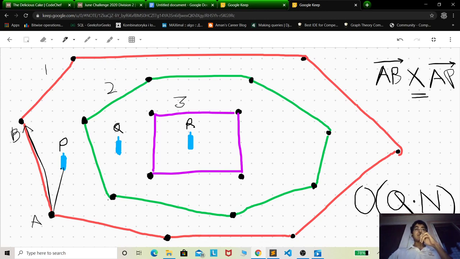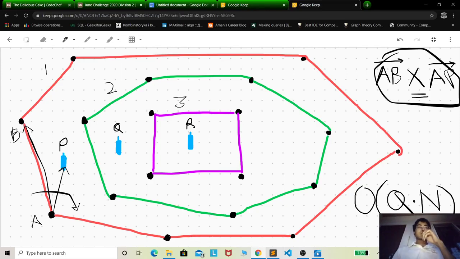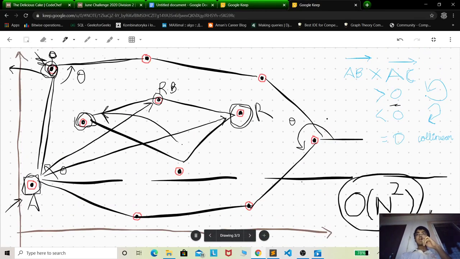Consider line segment AB and then line segment AP. If we take the cross product AB cross AP, and we get a negative cross product, that means the point P is lying within the line segment AB, because if it's clockwise it's negative, right? So we have already seen that over here. If it's in the clockwise direction, it's negative.